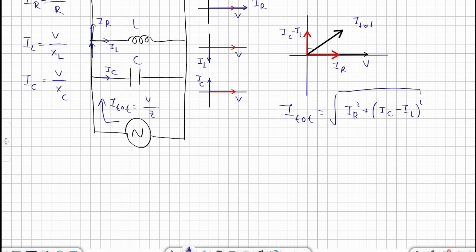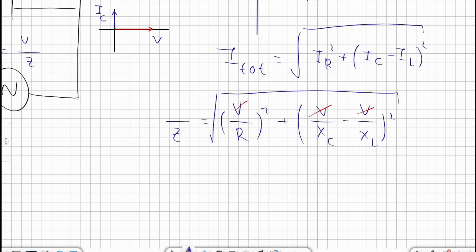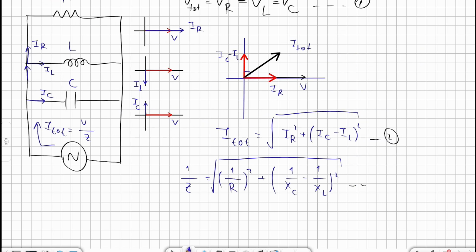I total is equal to V over Z, and IR is equal to V over R, IC is equal to V over XC, and IL is equal to V over XL, all in a square root. They have the same potential difference. They are all the same, so I can easily cancel all of them. We'll be writing 1, 1, 1, 1. And those are the three equations that we have in parallel combinations.